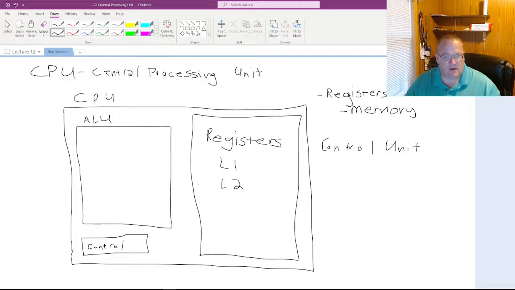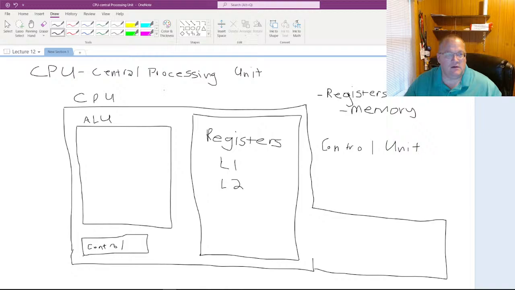Now, this is where it gets a little interesting. I'm going to end up erasing some stuff here. Drop this down, because the next one we have is the arithmetic logic unit. So let's think about this for a second.